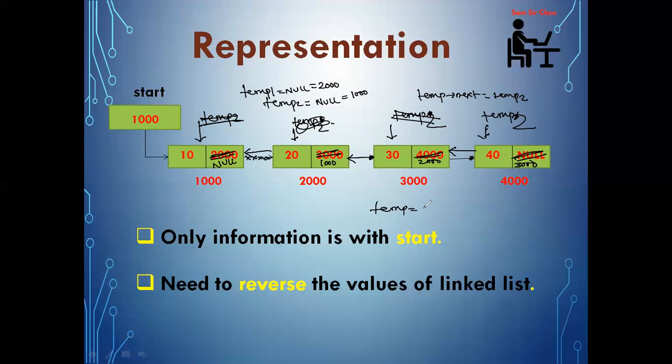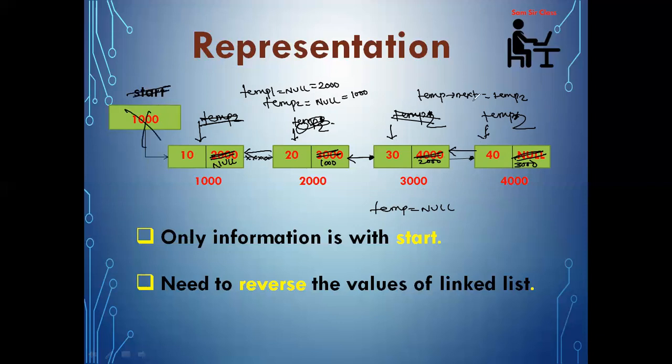Temp will become null, because whatever was temp1 there, the same value will be assigned to temp. Now temp will become null. My work is over. So you can check that the entire list is reversed currently, except the start.